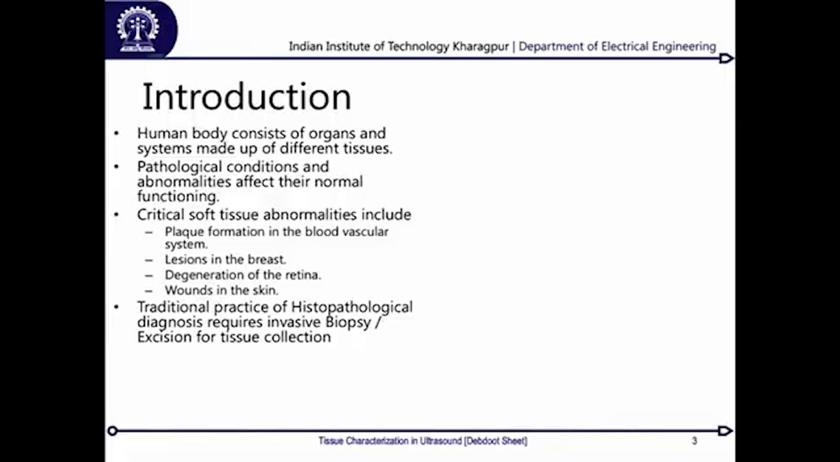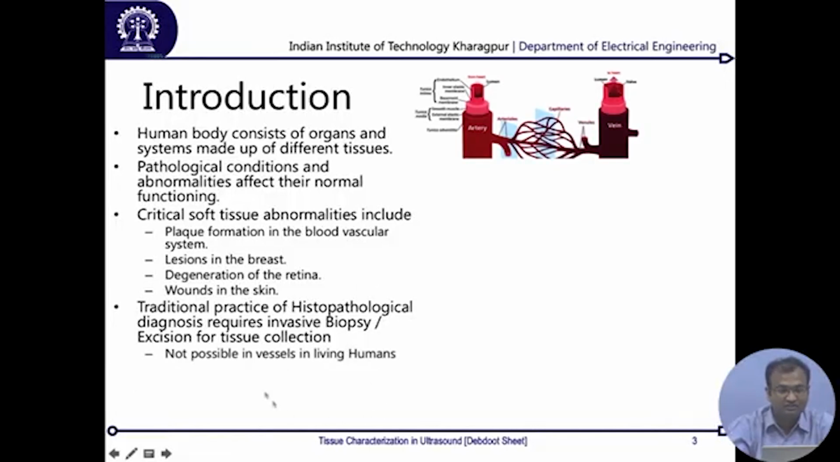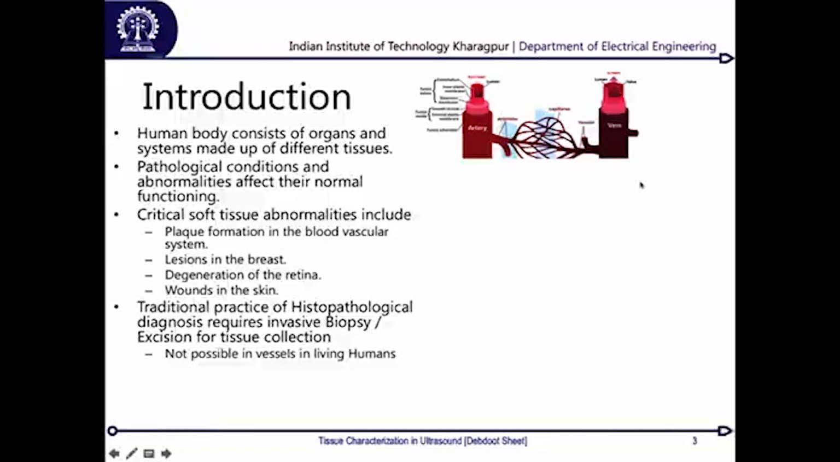Now the challenge is that it's a very invasive procedure, and you cannot always do these kinds of procedures in living human beings on their vessels. In order to investigate whether there is an abnormality on a vessel, you would have to cut down a small part of the vessel and pull it out. That is not practically feasible, so you cannot do a histological investigation on vessels.